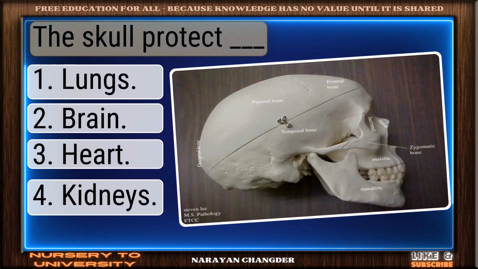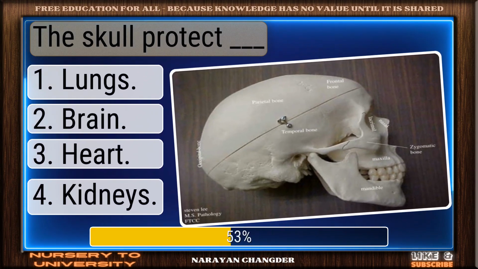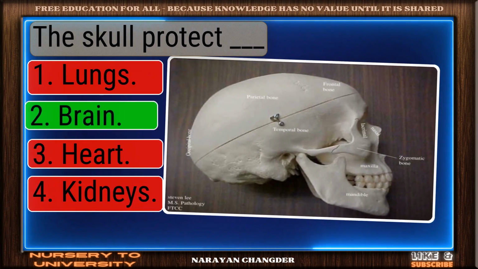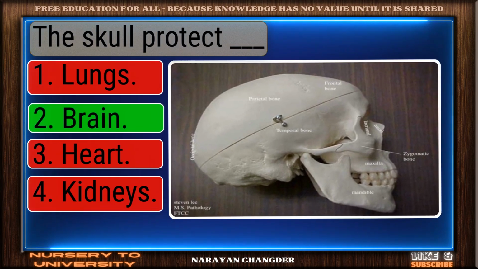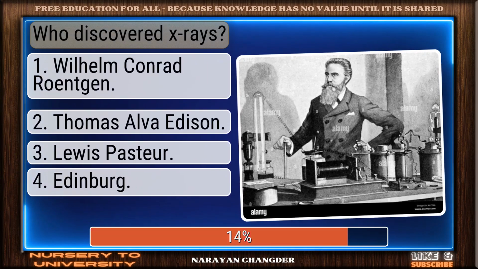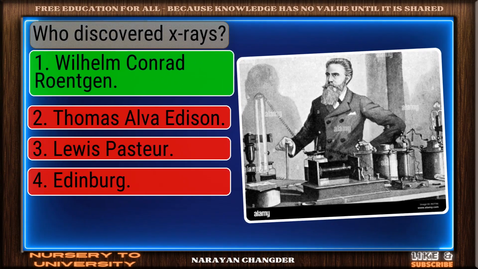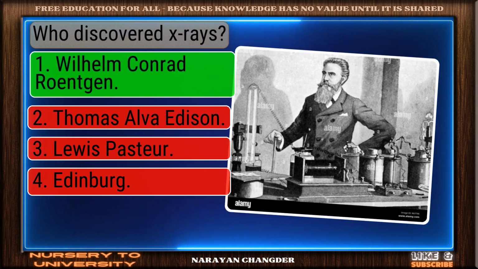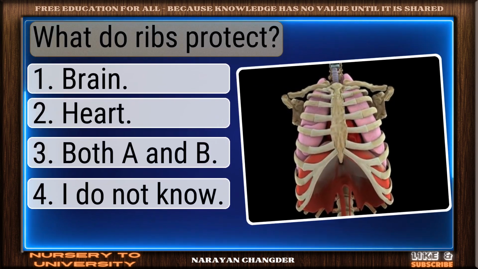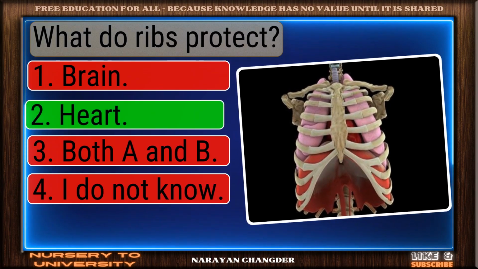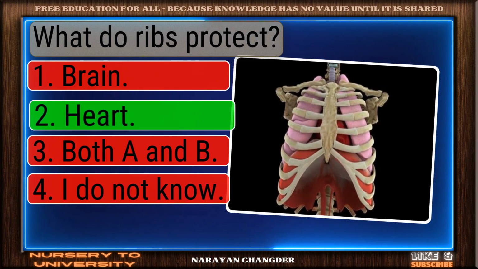The skull protects dash. Great thinking. Brain is the right choice. Who discovered X-rays? Well reasoned. Wilhelm Conrad Roentgen is the correct choice. What do ribs protect? Good thinking. Heart is the right answer.